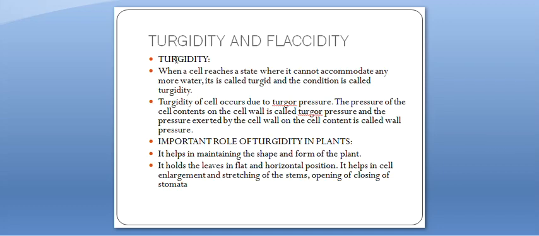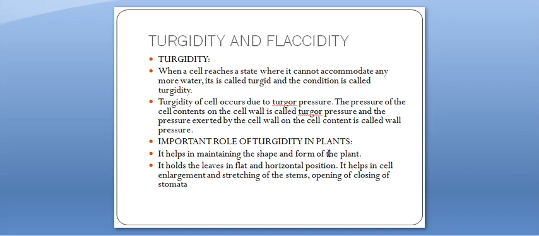Next, the conditions: turgidity and flaccidity. Turgidity is when a cell reaches a state where it cannot accommodate any more water. It is called turgid, and the condition is called turgidity. Turgidity of a cell occurs due to turgor pressure. What is turgor pressure? The pressure of the cell contents on the cell wall is called turgor pressure, and the pressure exerted by the cell wall on the cell contents is called wall pressure.